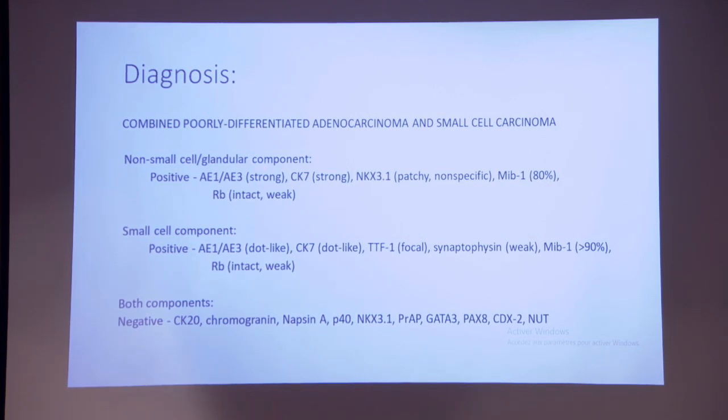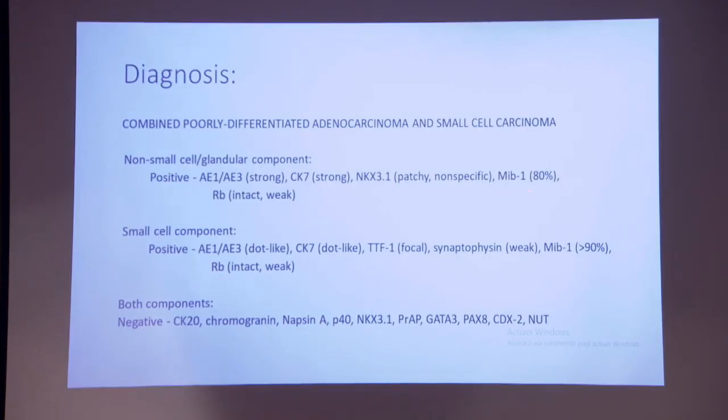As you'd expect, the glandular component had strong keratin expression, both in terms of AE1/AE3 and CK7. And it had focal dot-like expression of those markers in the small cell component. It actually had some patchy NKX3.1. That's the marker we're using for prostate cancer in our laboratory, that we interpreted as patchy and nonspecific. He'd had a very vague, very poorly recorded history of prostate disease. We don't know if he had benign prostatic hyperplasia or prostate cancer, but based on this prostate history, we decided to get that marker and ultimately weren't quite sure how to interpret it.